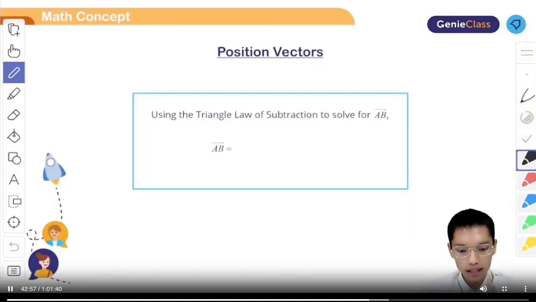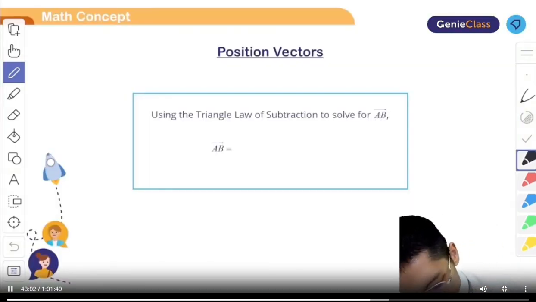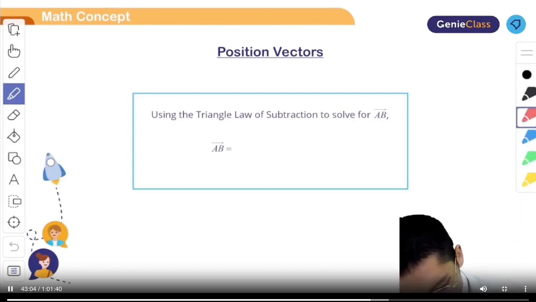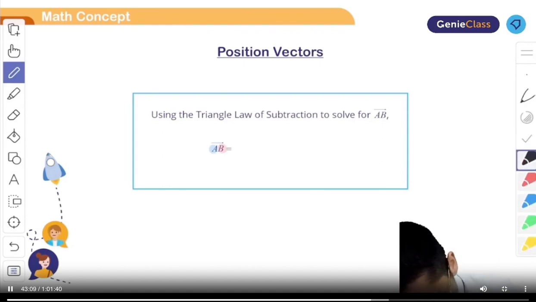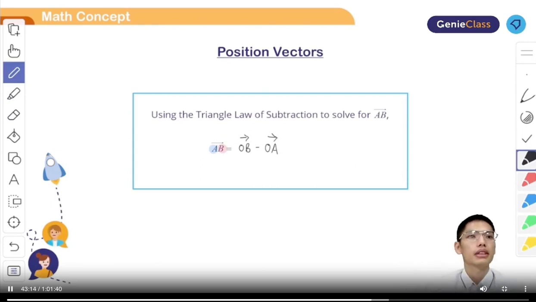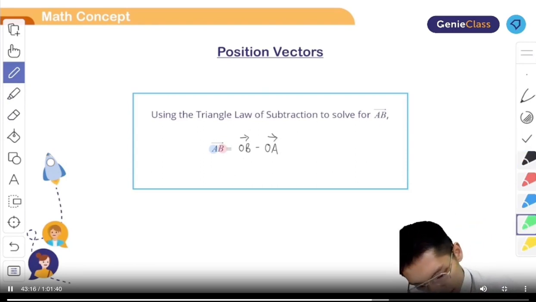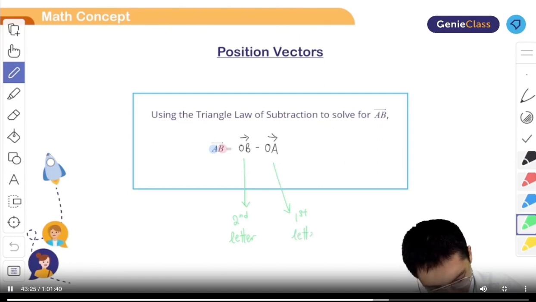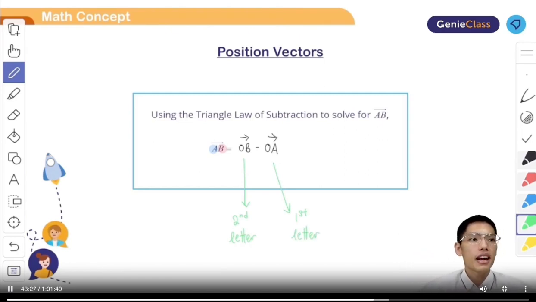And the notion is, if you use the triangle law, just now what I've done, AB, if you follow the trend just now, it's going to be B and A. So it's going to be OB minus OA. Second letter minus first letter. Very interesting note over here. This is going to be just second letter minus first letter. That's a trick I always like to use. Second letter minus first letter. So that is one thing that we can take note of.